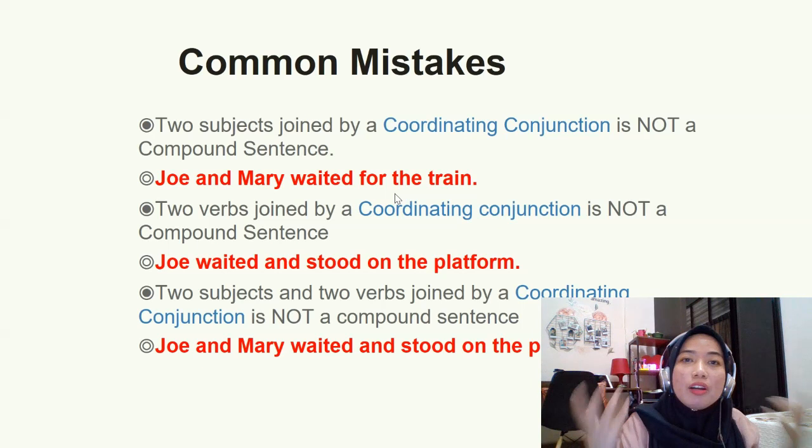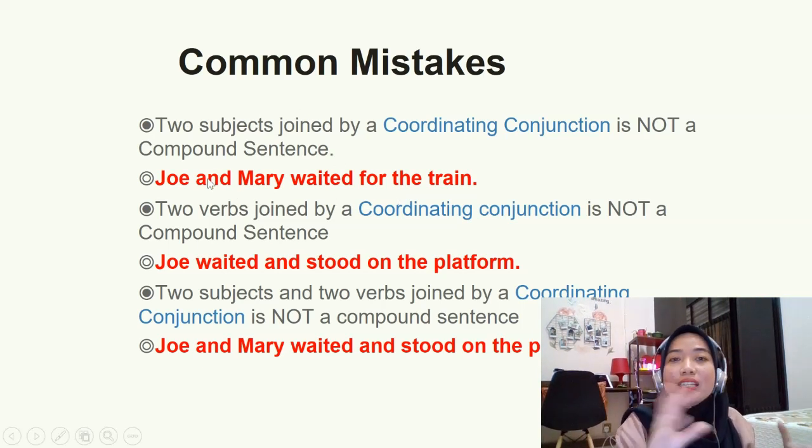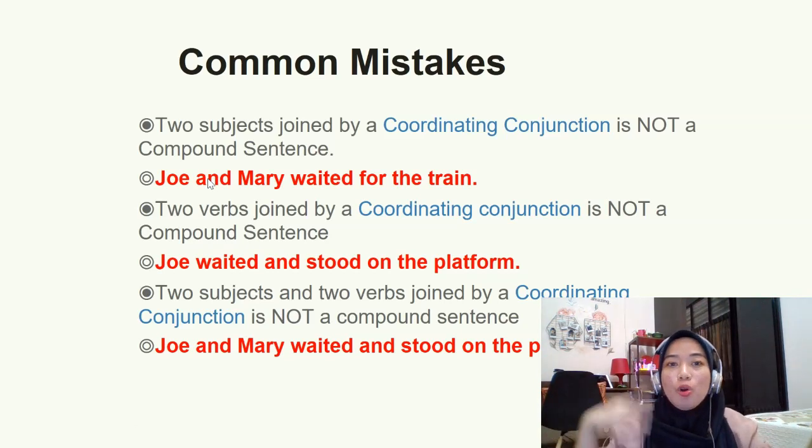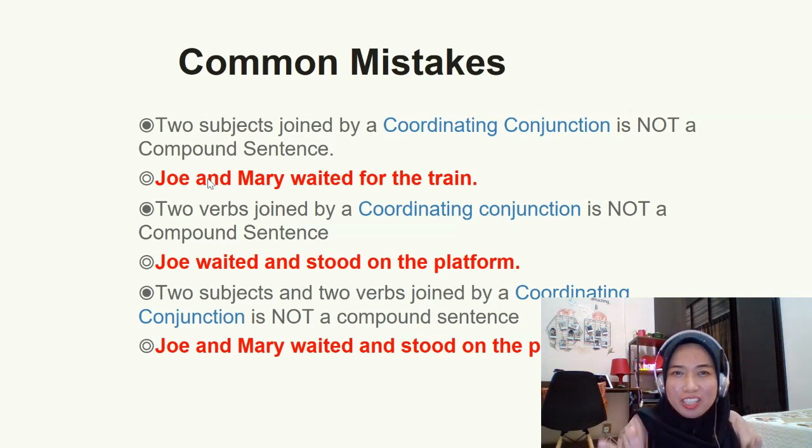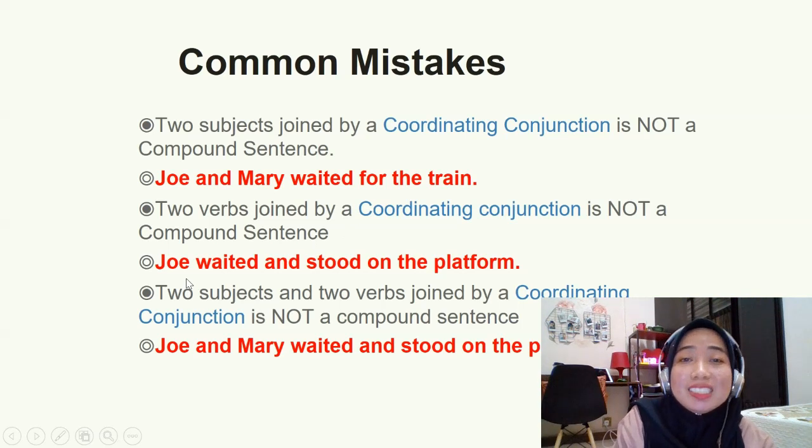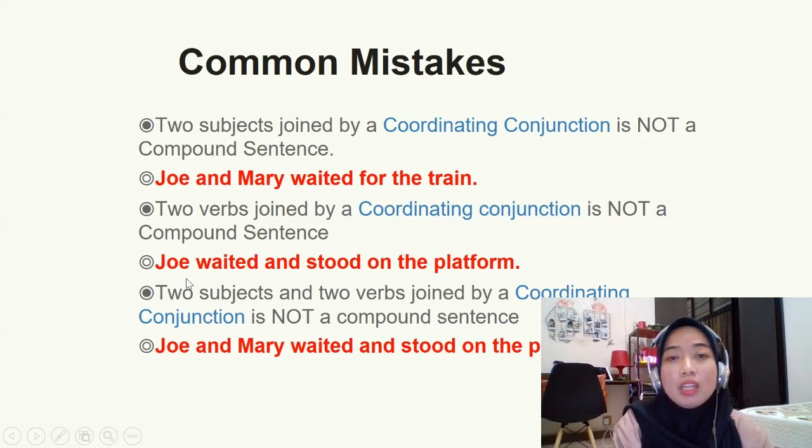But a lot of students get confused because they think the word and here is combining Joe and Mary, whereas Joe and Mary are the subjects that we're talking about. Do you get it?